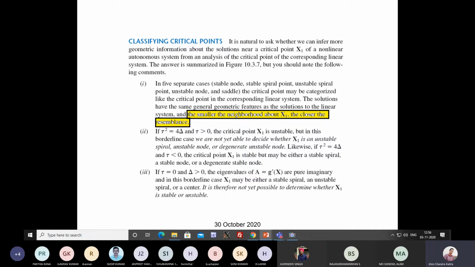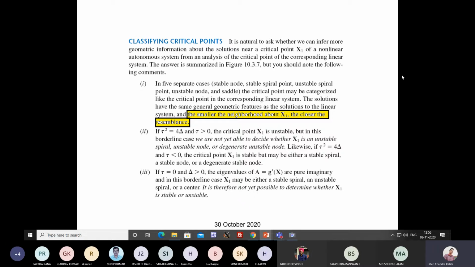Further, you may sub-categorize them as center, and if you have seen that corresponding to real equal roots, the trajectories are going to be straight lines. In that case it is going to be degenerate, stable or unstable. They are also called stars, because of their shape.